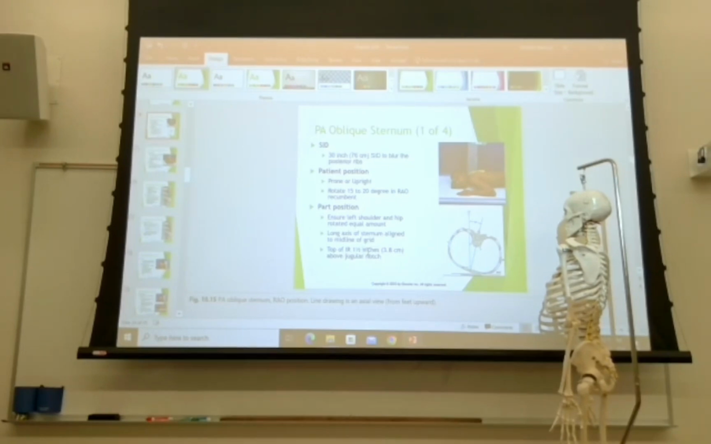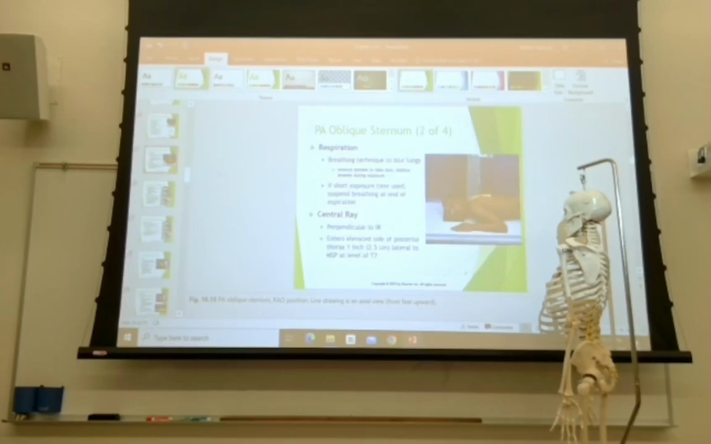Top of the image receptor about 1.5 inches above the jugular notch, and then your central ray is going to be about 1 inch lateral to the mid-sagittal plane, or to the lateral side of the spine on the elevated side at the level of T7. So you should be pretty familiar with T7 by now. We've used that for T-spines, chest x-rays, and now sternum as well.